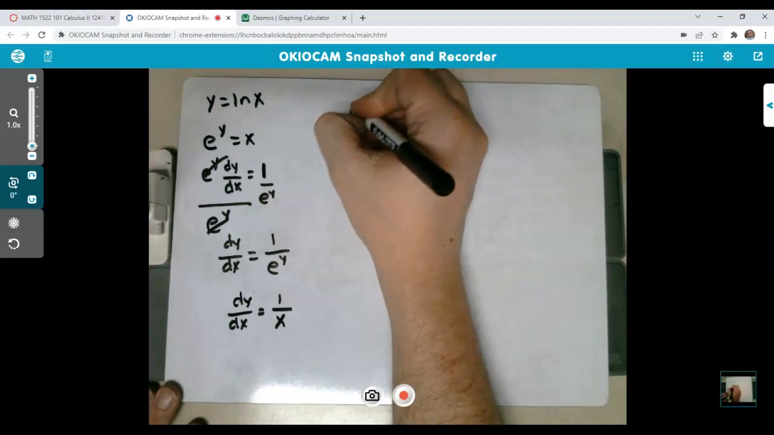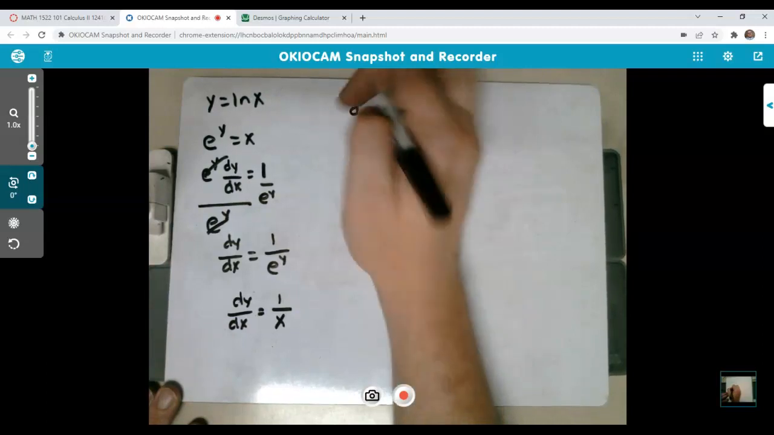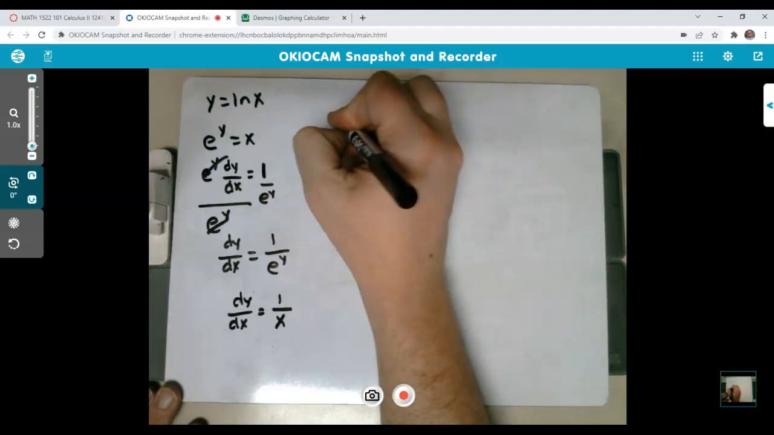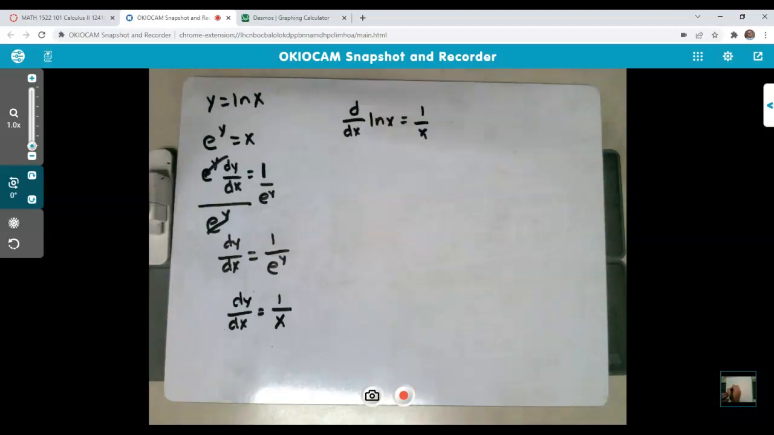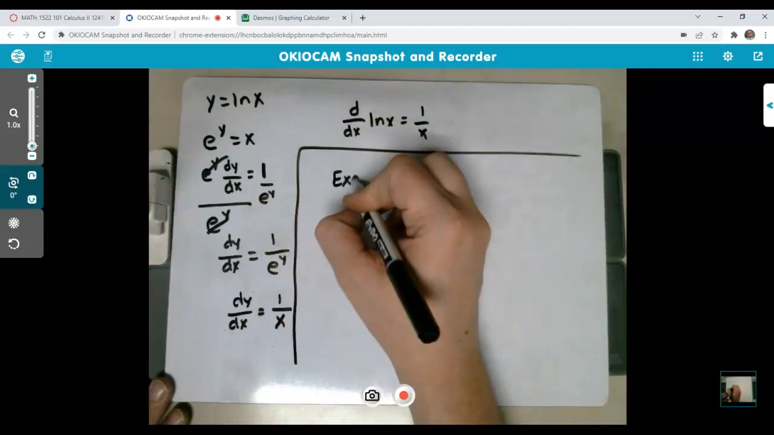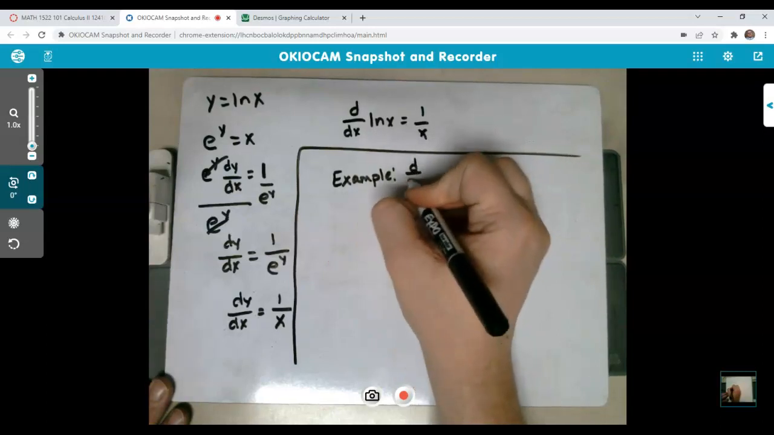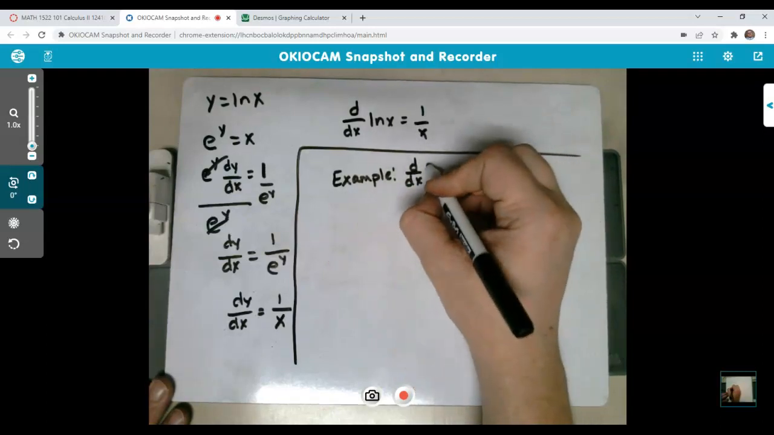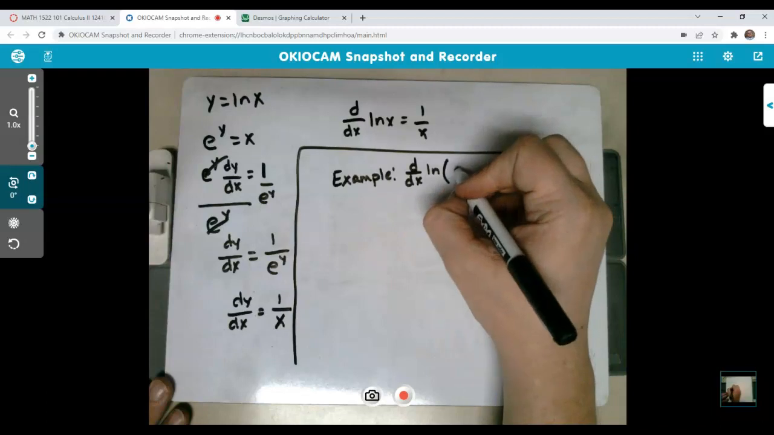Therefore, I have this fact now. The derivative of the natural log of x is just 1 over x, which is really helpful. Again, the derivative of ln of x is just 1 over x. So, as an example, let's find the derivative of the natural log of x cubed plus 3x minus 4.